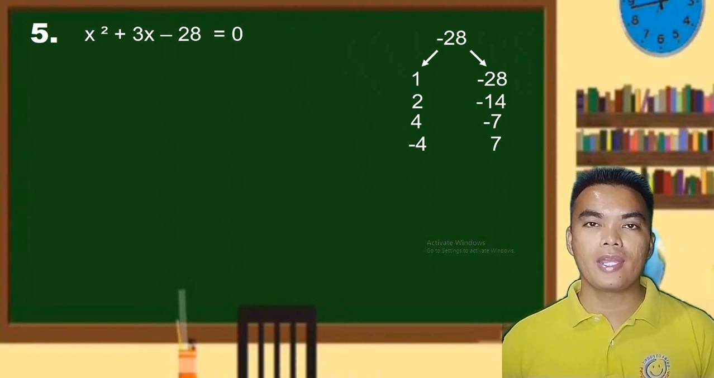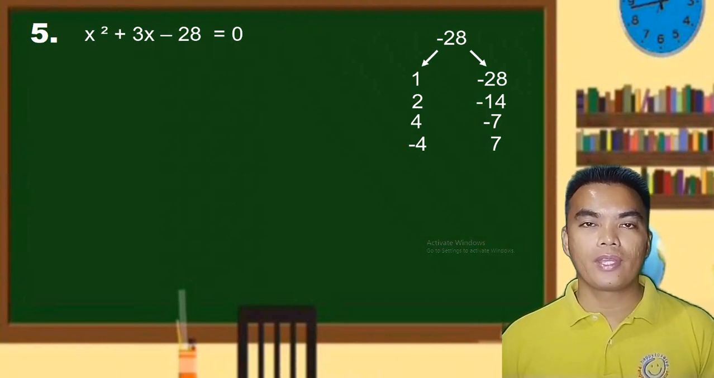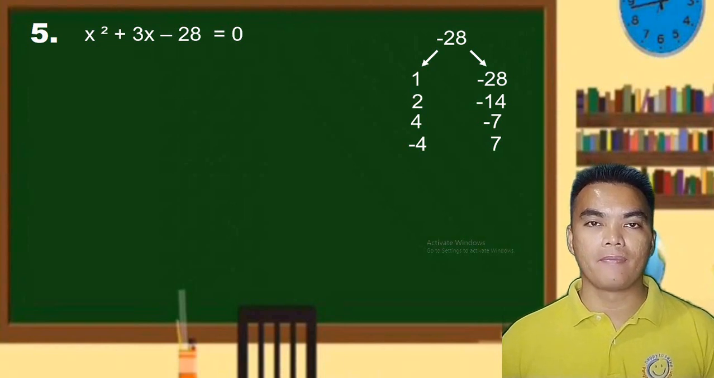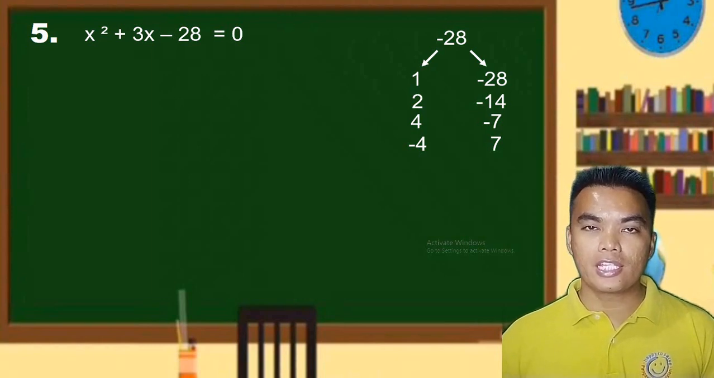So let us try 2 times negative 14. 2 times negative 14 is negative 28, but 2 plus negative 14 is negative 12. So it's not the factor of the given equation. Let's try 4 and negative 7. 4 plus negative 7 is negative 3. So it's not the middle term because it's positive 3. Let's try negative 4 and 7. Negative 4 plus 7 is positive 3, and that is the middle term.